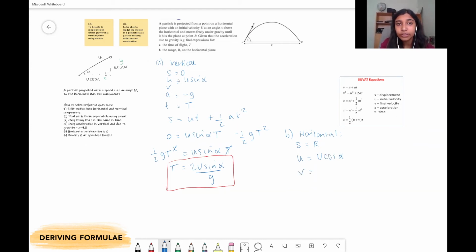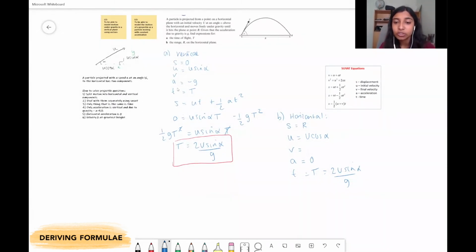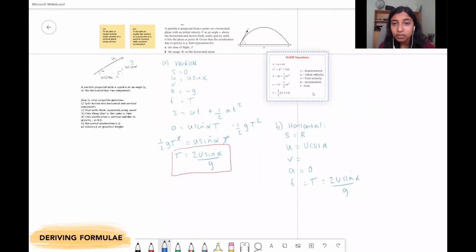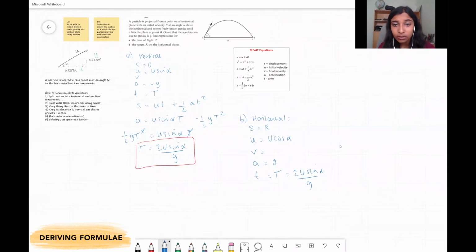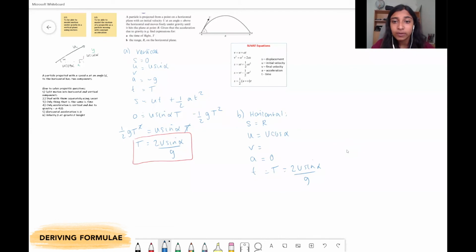Our velocity, we don't know what that will be. Our acceleration, because it's just horizontal, is always equal to 0. And our time t is what we found here, which was 2u sine alpha over g. So now we can use one of our SUVAT equations here. We again want something that doesn't involve v, so we can use the same one, s equals ut plus half at squared.